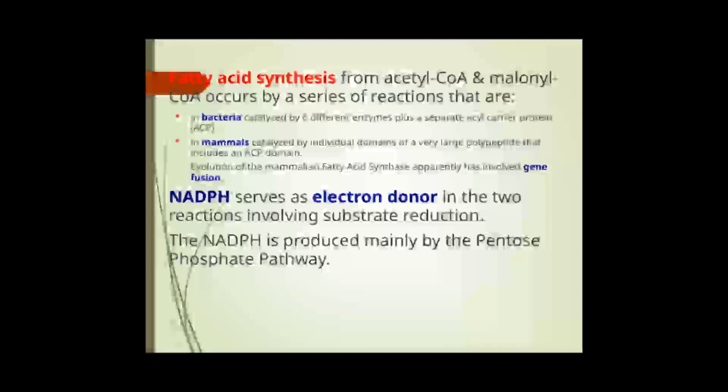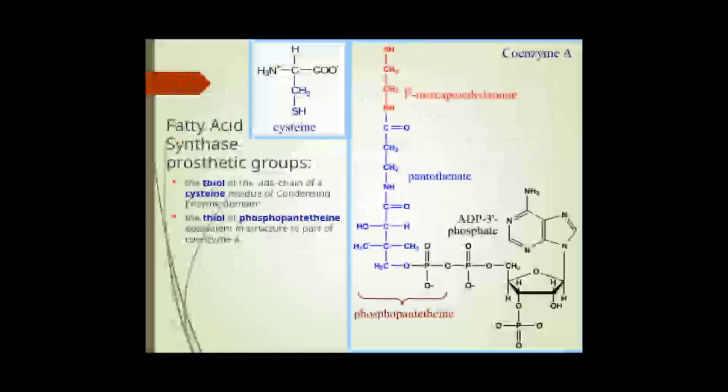So, in summary, fatty acid synthesis is a complex, evolutionarily adapted process that relies heavily on enzyme structure and cellular NADPH supply, all of which tie back into the broader themes of metabolic regulation and cellular energy management we've been discussing. Now let's take a closer look at fatty acid synthase and its prosthetic groups. These are crucial for its function.